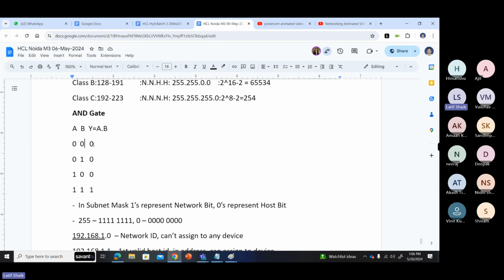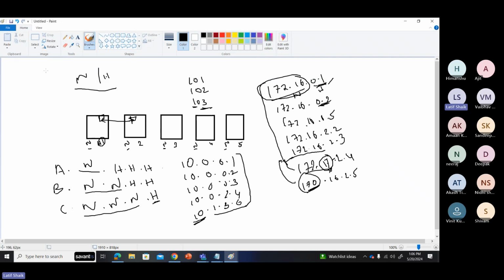If either bit is zero, then the output is zero. See, here is a zero and a zero, output is zero. Even for 0 and 1, or 1 and 0, the output is zero. If both are one, the output is one. It happens like this.